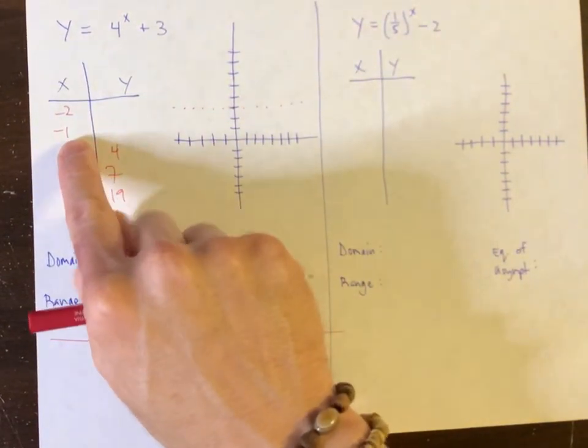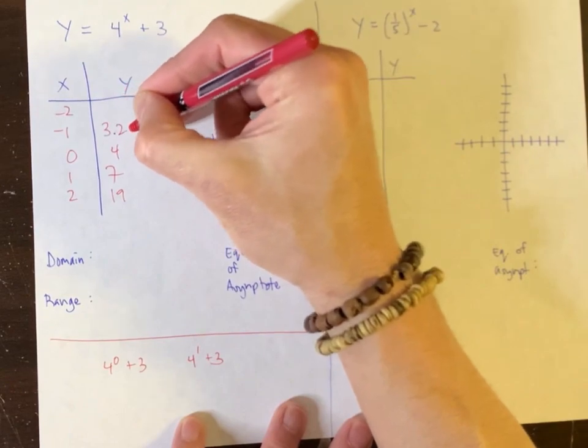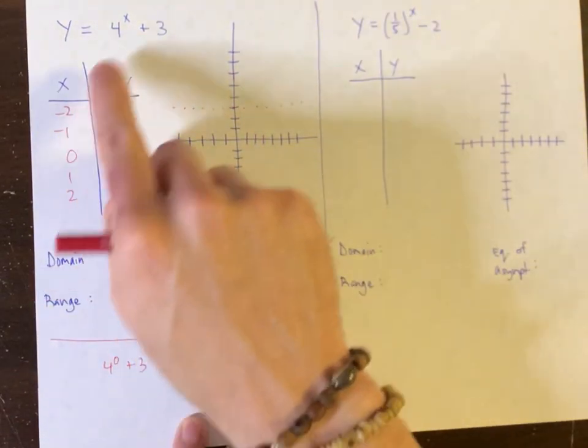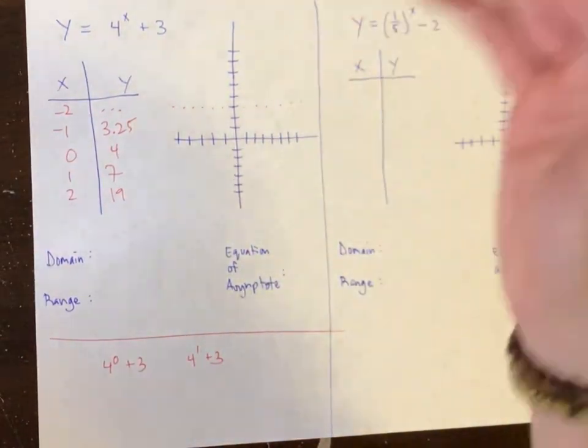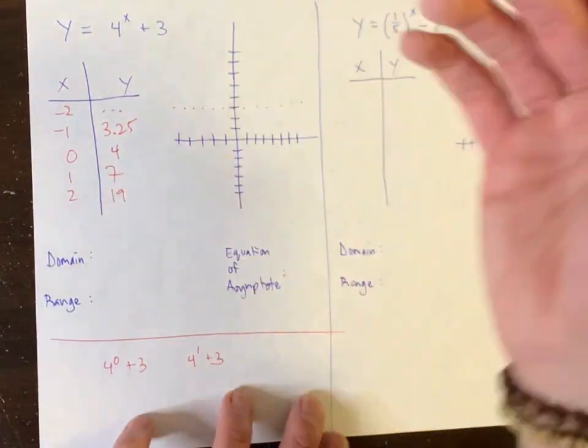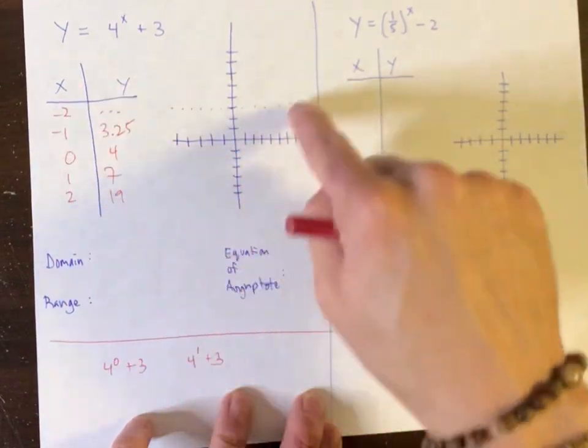Plug in negative 1, and you'll get like 3.25. Plug in negative 2 in there, and you'll get some other number. And turn it into a decimal. Whatever it is, you're going to get decimals. You're going to get solid numbers. The point is, take all these numbers and plot them on this graph.